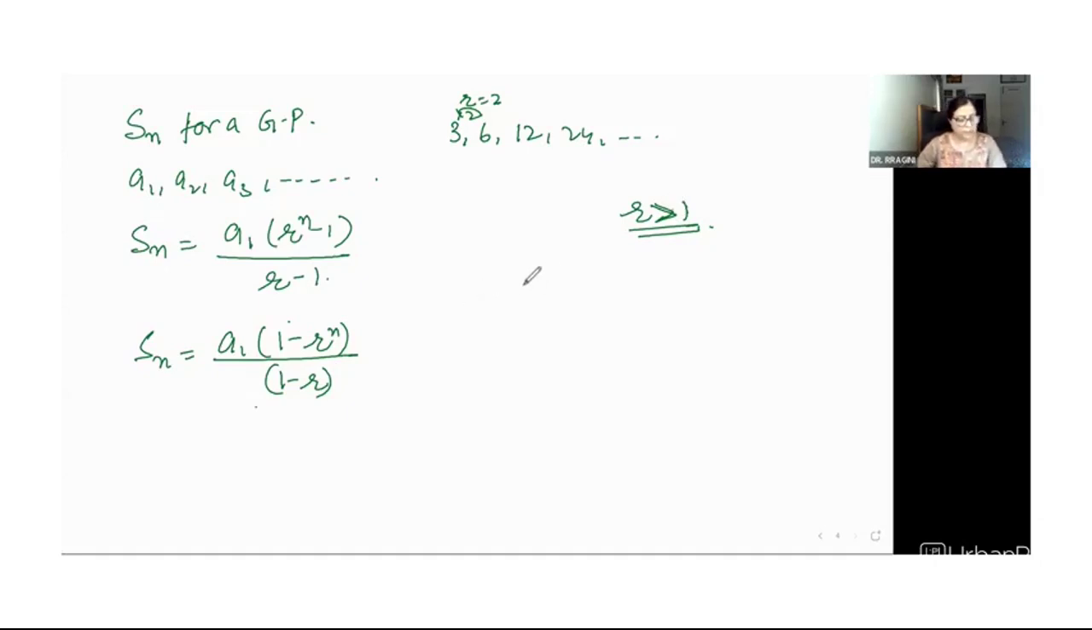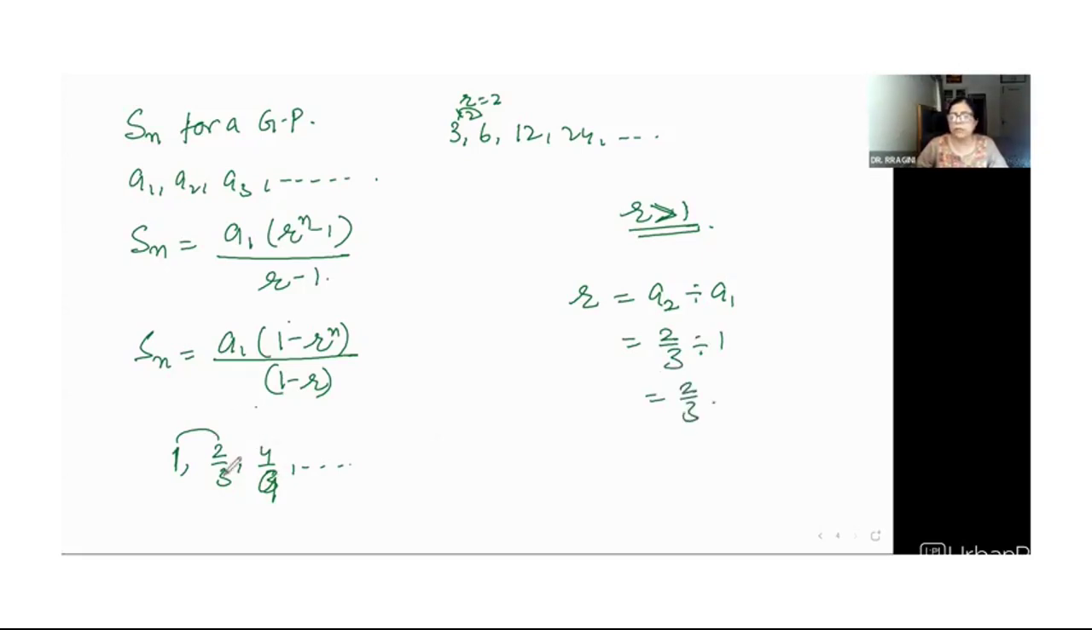So if we have some decreasing sequence, let me give you one example. Like 1, 2 by 3, 4 by 9, and so on. This is a decreasing sequence; see, 1 is greater and this fraction is getting smaller. In this case, your R is what? How do we find R here? This is a fraction. A2 divided by A1. What is A2? 2 by 3 divided by 1. So R is 2 by 3.